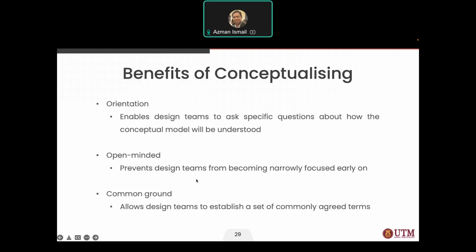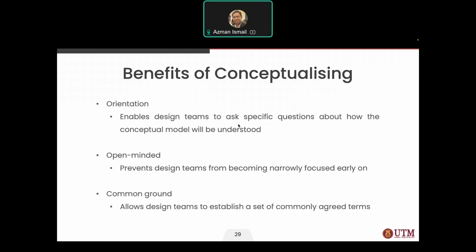Okay, so the benefit of conceptualizing can be divided into three elements. The first one is orientation.